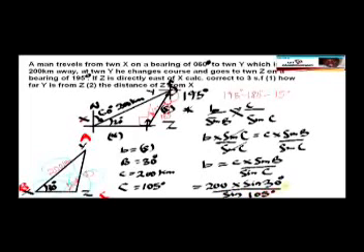Let's see, I need some more space. Where can I take off now?